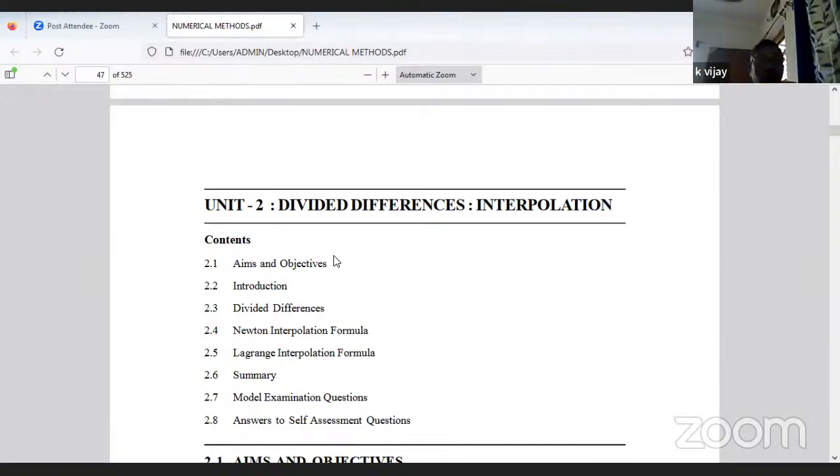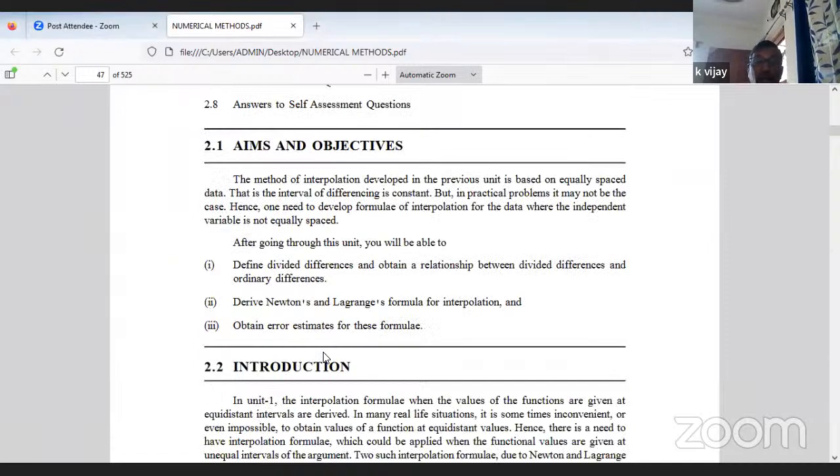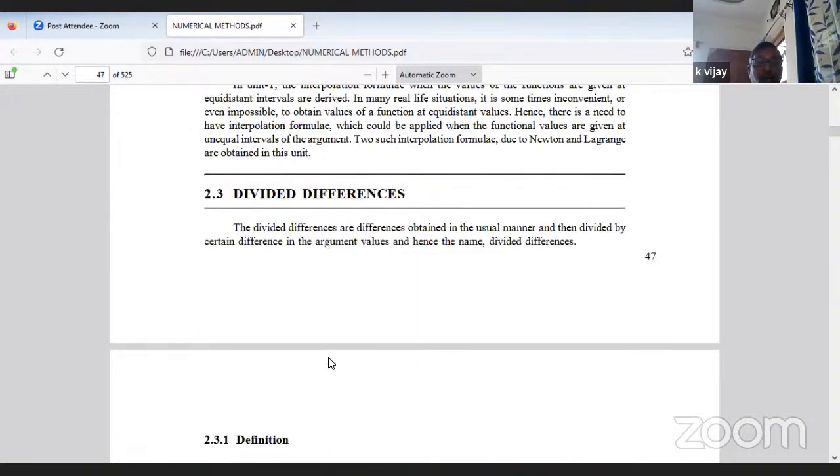So, very good afternoon. Today we will discuss Newton's divided difference interpolation formula, and in this we will also learn Lagrange's interpolation formula. We will obtain the Newton and Lagrange formulas and the error estimate. How do we form the divided differences? The divided differences are obtained in the usual manner, and then divided by the certain difference in the arguments; that is the name of the differences.